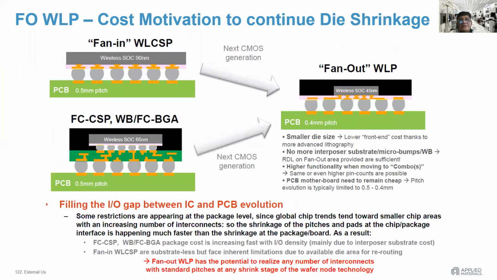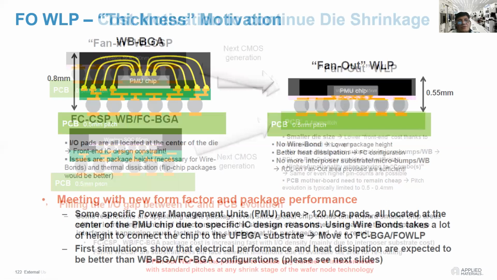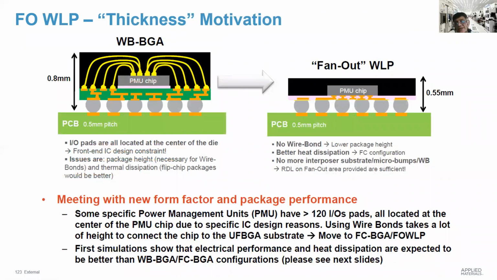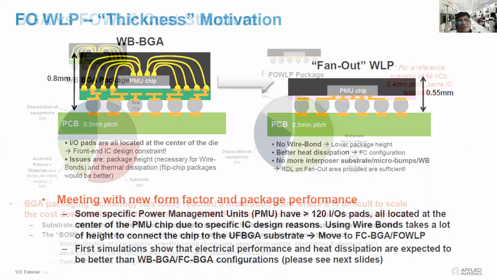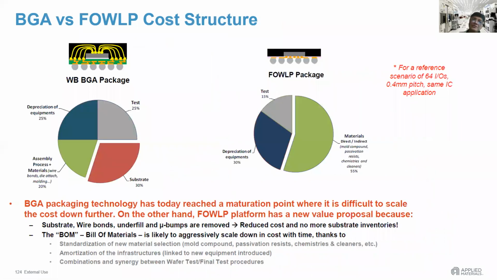And this is the key message. It's not just a smaller die size which can be accommodated out here. You don't have any more interposer. This interposer substrate that you see in the flip chip CSP or the wire bond designs is totally eliminated. This is actually a cost motivation to move towards it also, and the thickness is reducing, so that is a motivation. And this thickness also improves the thermal dissipation, so that is a motivation. So these are some of the things which are driving the shift to the fan-out wafer level package structure.